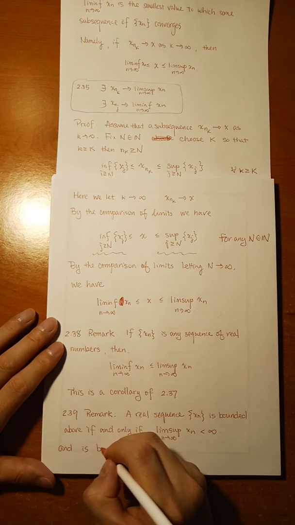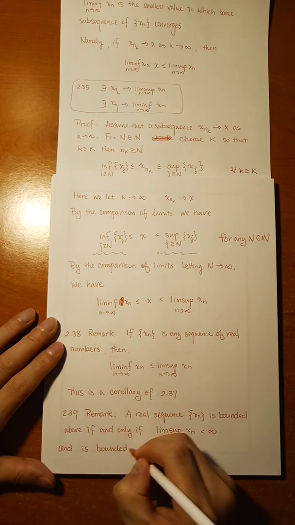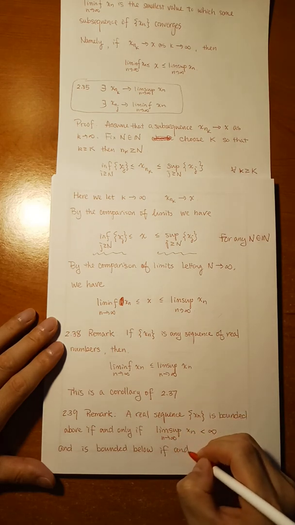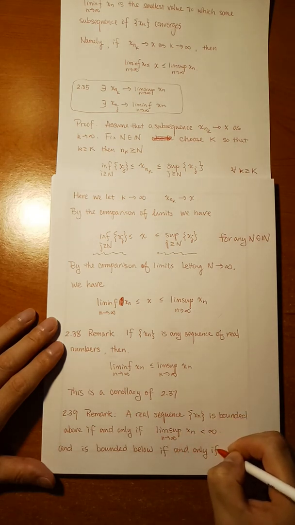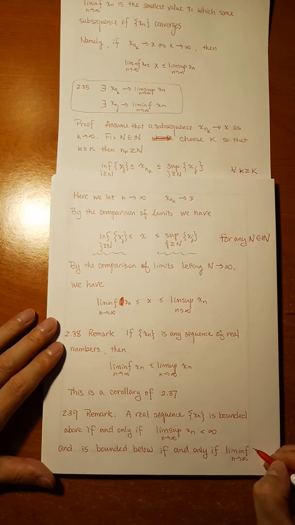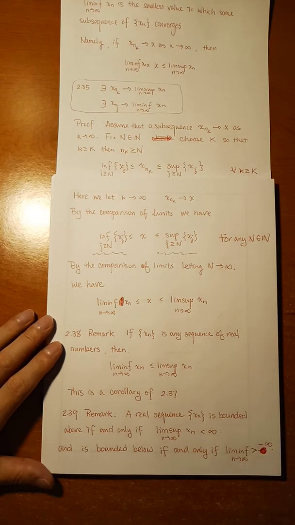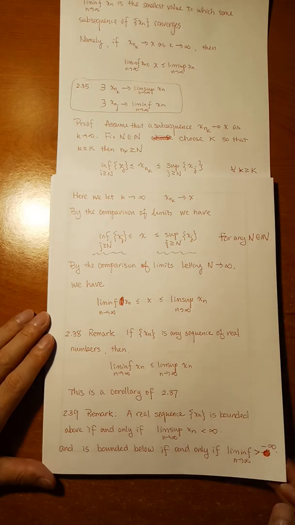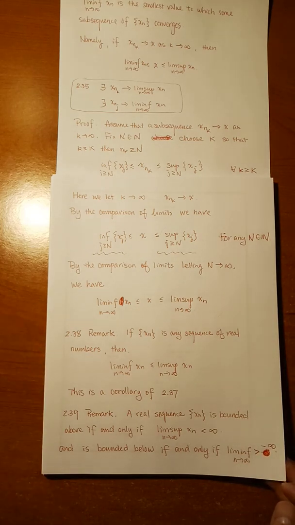Bounded below if and only if the lim inf is greater than negative infinity. I'm sorry, not positive infinity. Yeah, this is the right direction. It's greater than negative infinity. That's lim inf, if it's bounded below. Okay, so how do we understand it?